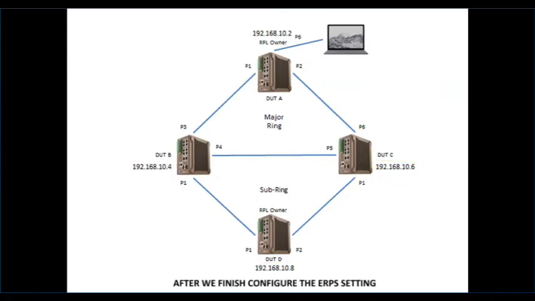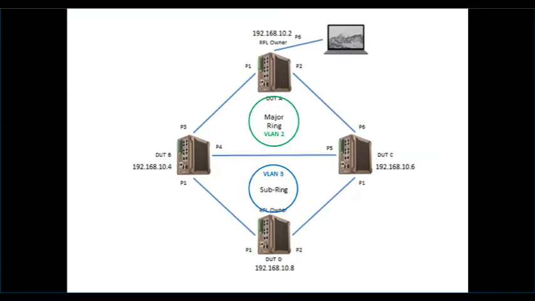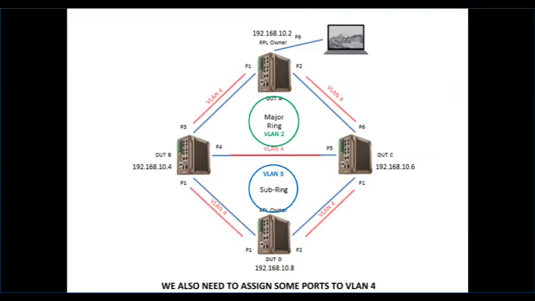After we finish configuring the ERPS setting, we need to assign all of the ports to VLANs to make sure we send packets to the correct ports. For the metering, we assign all of the ports to VLAN 2, and for the subring, we assign all of the ports to VLAN 3. To allow the subring to send any kind of packets through the ERPS ring, we also need to assign some ports to VLAN 4.